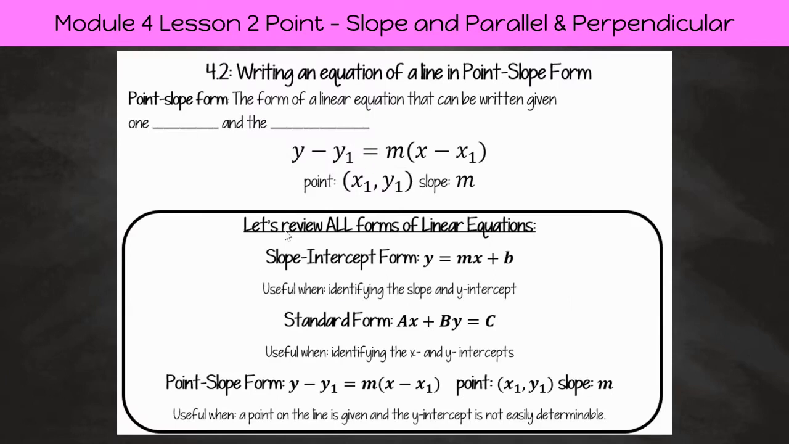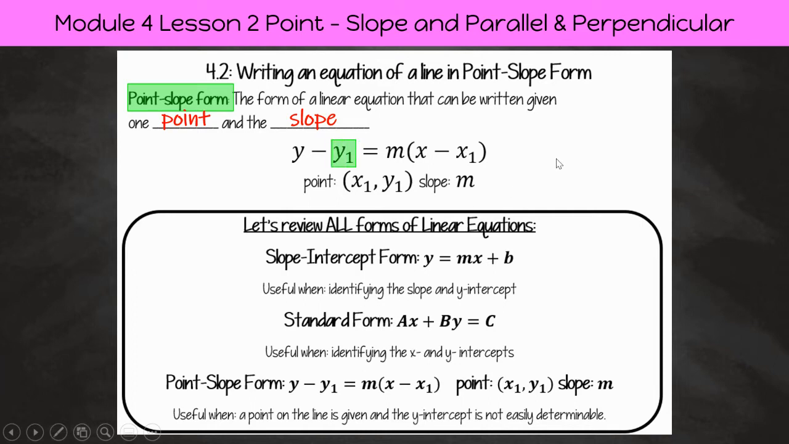So let's get started. We have 4.2, writing an equation of a line in point slope form. Point slope form of a linear equation can be written when we're given 1 point and the slope. In 4.1, we were given a point and a slope, but we had to learn how to plug that into slope-intercept form and write an equation. Well, the good thing about point slope form is we can just plug in those numbers and sometimes we can just leave it alone. So let's see what we're talking about.